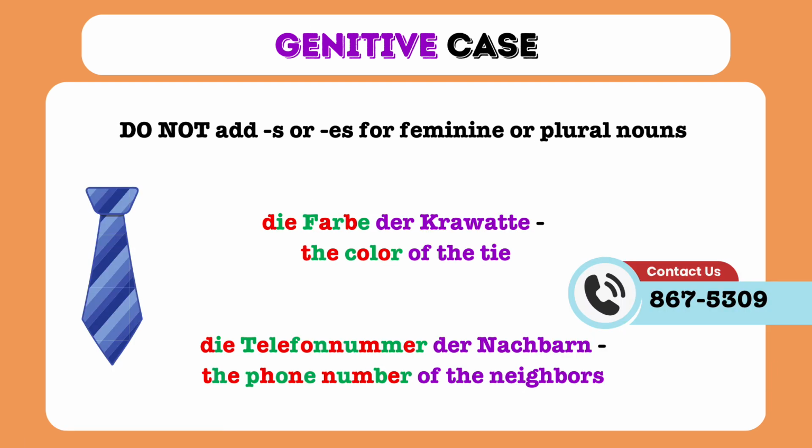When you are using a feminine or plural noun, do not add S or ES. It is the same for both feminine and plural. The article changes, but there is nothing added to the noun itself. Die Farbe der Krawatte, the color of the tie. Die Telefonnummer der Nachbarn, the telephone number of the neighbors.